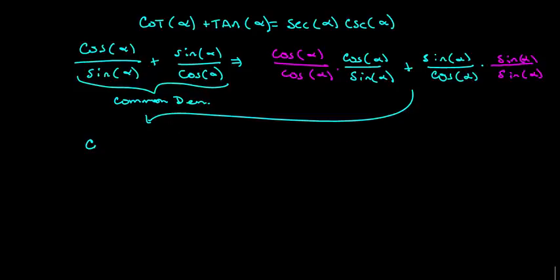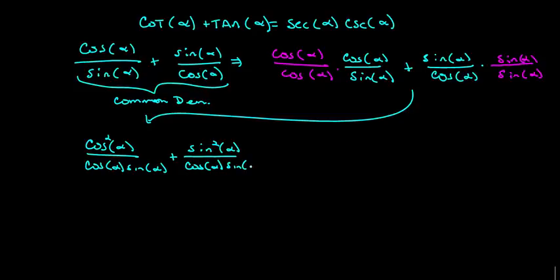Okay, so I'm going to end up with cosine squared alpha over cosine alpha sine alpha plus sine squared alpha over cosine alpha sine alpha, like that. Which is going to give me, well, I'll write it in the order that you see it here. I can switch the order here because addition's commutative, but we'll just rewrite it like this.